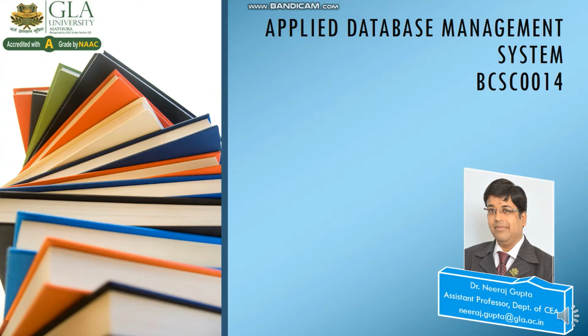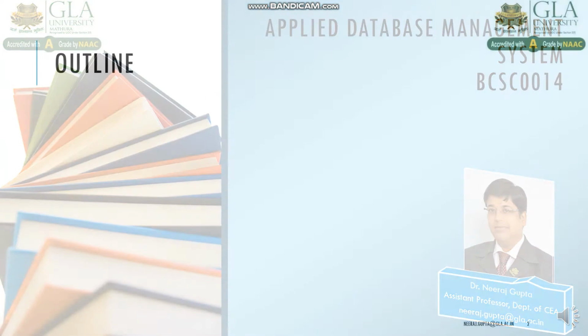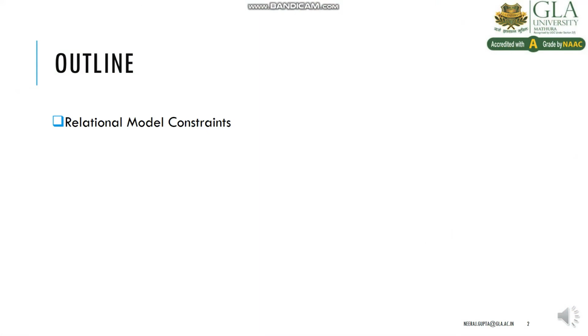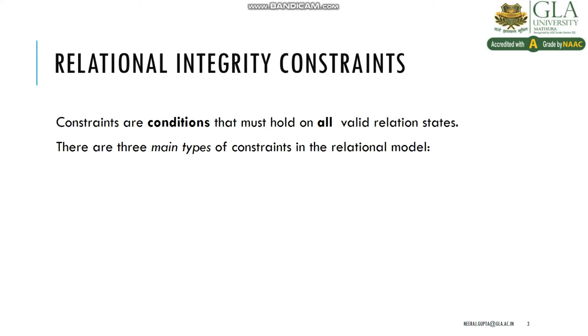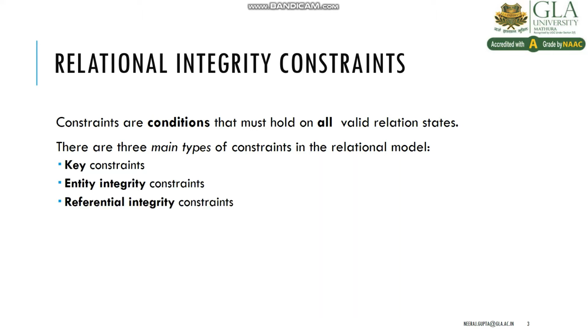I would like to explain about the relational model constraints. The constraints are the conditions that must hold on all the valid relation states. There are mainly three constraints on the relational model. First constraint is key constraint. Second one is entity integrity constraint, and third one is referential integrity constraint.